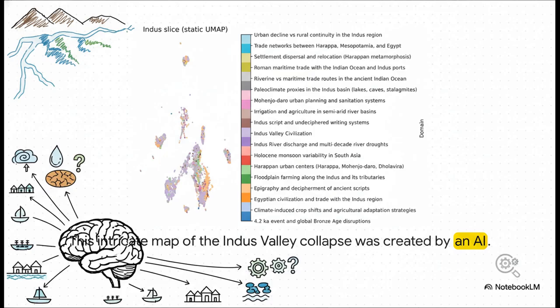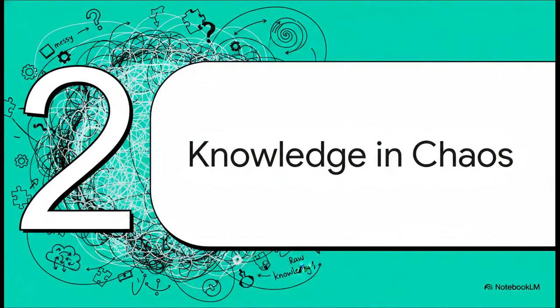But here's the crazy part. A historian didn't make this, an AI did. So how in the world can a large language model, which is just supposed to predict the next word in a sentence, create something with this much structure and deep analytical insight? Well, the short answer is it's not as simple as just asking the AI a single question.